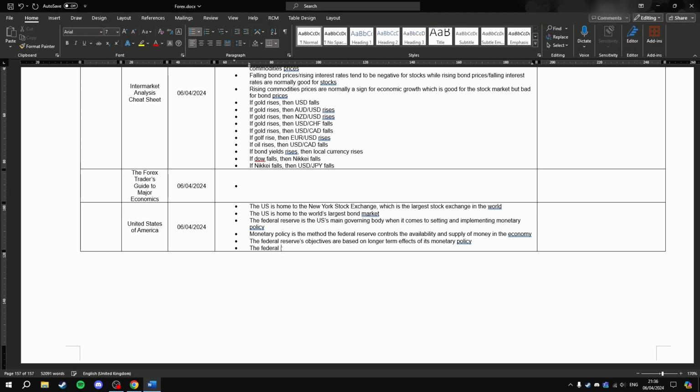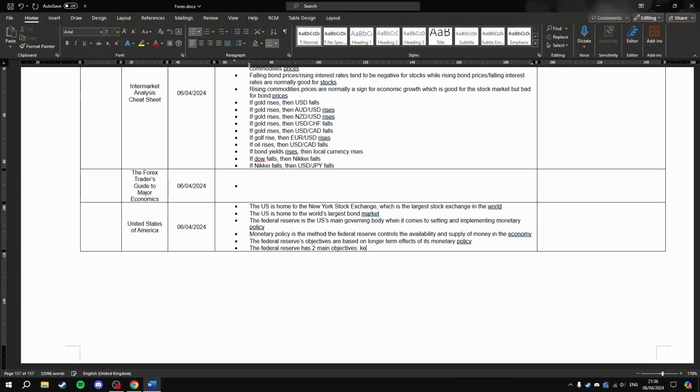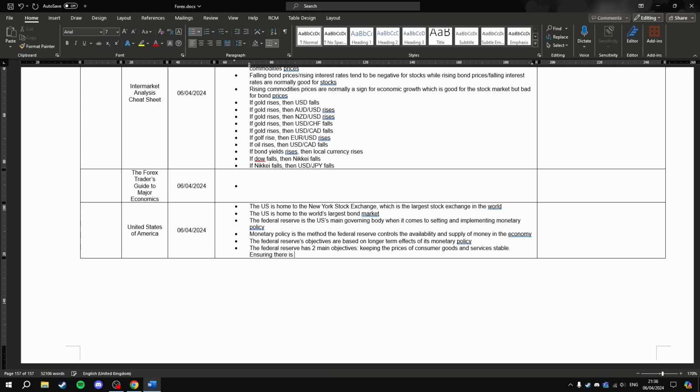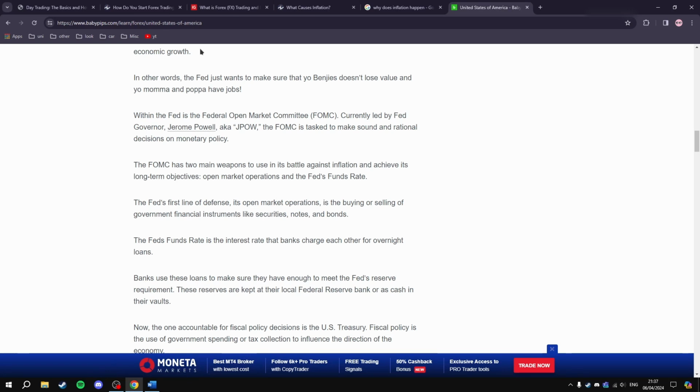The Federal Reserve has two main objectives. Keeping the prices of consumer goods and services stable, ensuring there is sustainable economic growth. In other words, the Fed just wants to make sure that your Benjis don't lose value and your mama and papa have jobs.